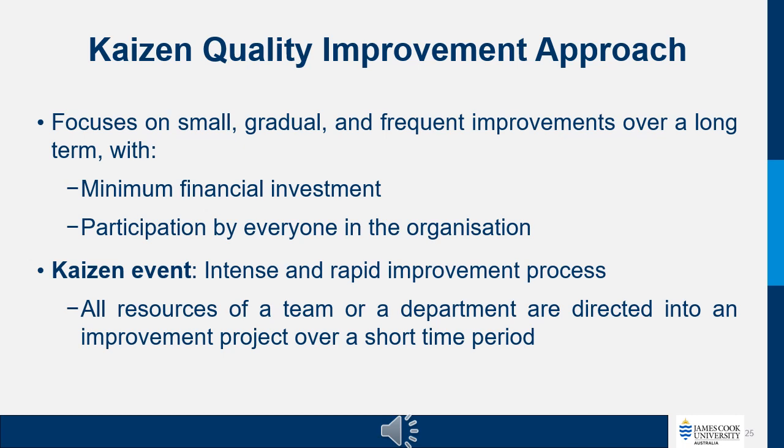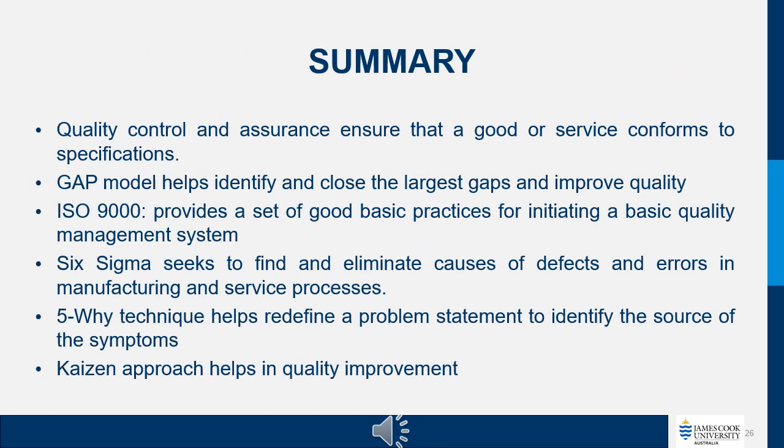Overall, Kaizen promotes a culture of continuous improvement, empowering employees to contribute to the organization's success through small ongoing improvements. By engaging everyone and focusing on incremental changes, Kaizen helps organizations achieve higher efficiency, quality, and customer satisfaction over time. In conclusion, quality control and assurance ensure that a good or service conforms to the specification that is required. We can use the gap model to help identify and close the largest gap and improve quality.